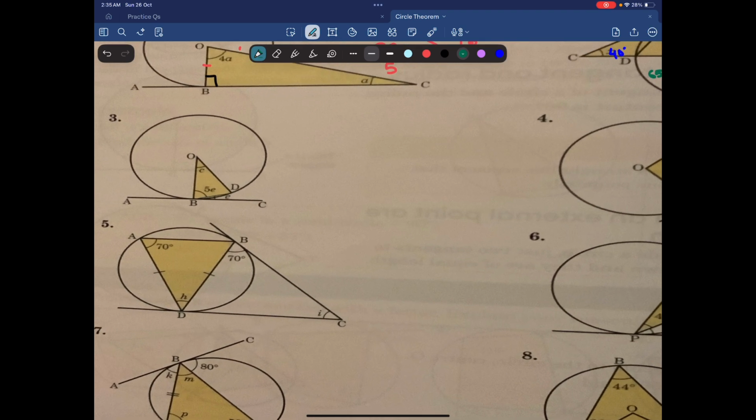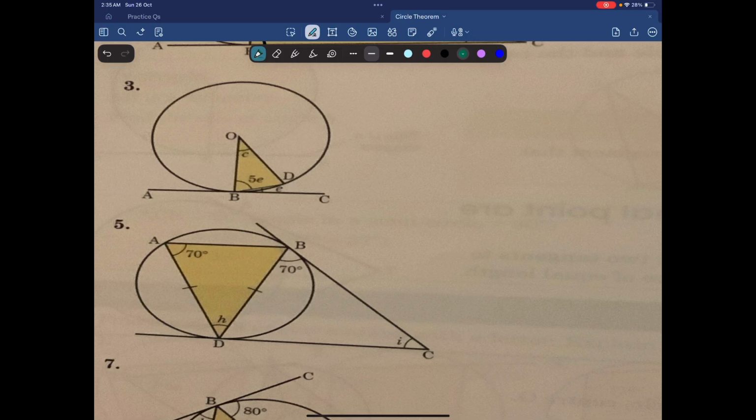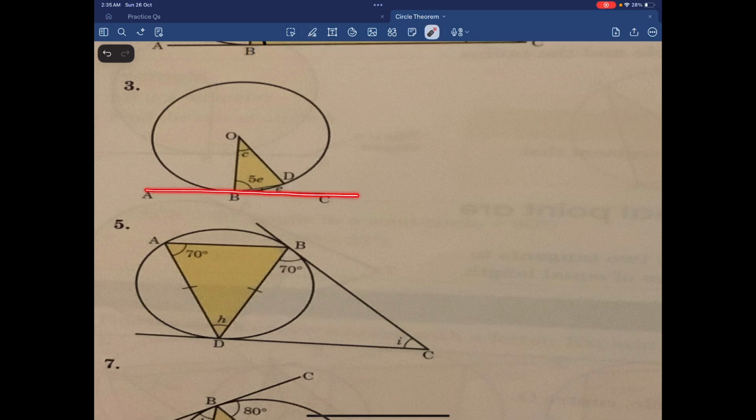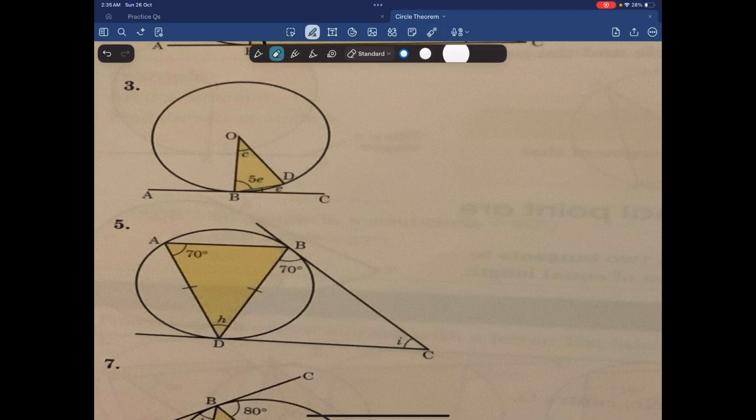Let's look at question number 3. So again, a tangent, radius. This is also a radius. So let's mark all the radii. And the angle between the tangent and the radius is 90 degrees.